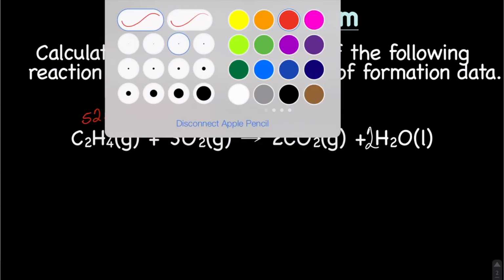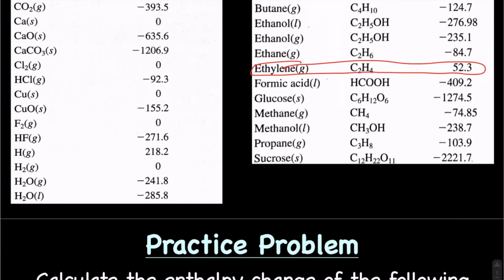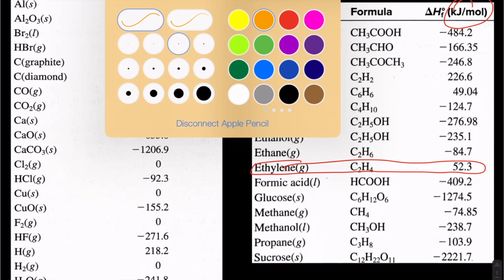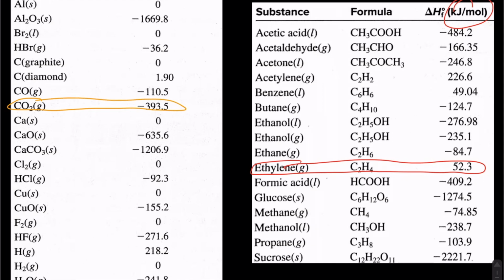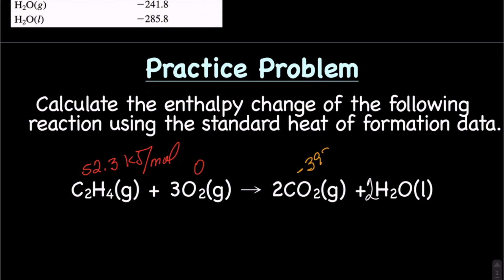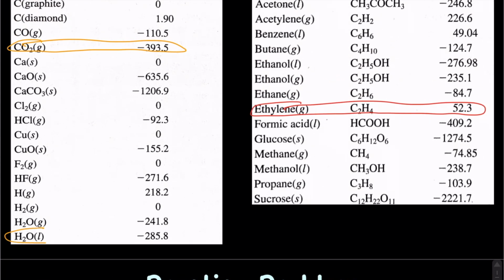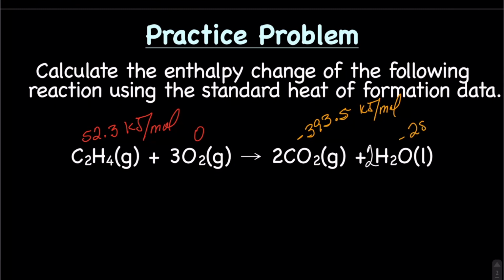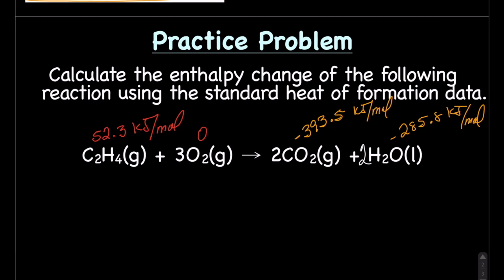Next, let's change color for the products. We have carbon dioxide in the gas form. That's important. Carbon dioxide in the gas form is right here. We have negative 393.5 kilojoules per mole. And lastly, we have water in the liquid form. It's at the bottom of this one right here: negative 285.8 kilojoules per mole. All right, so now what we need to do is basically plug and chug.